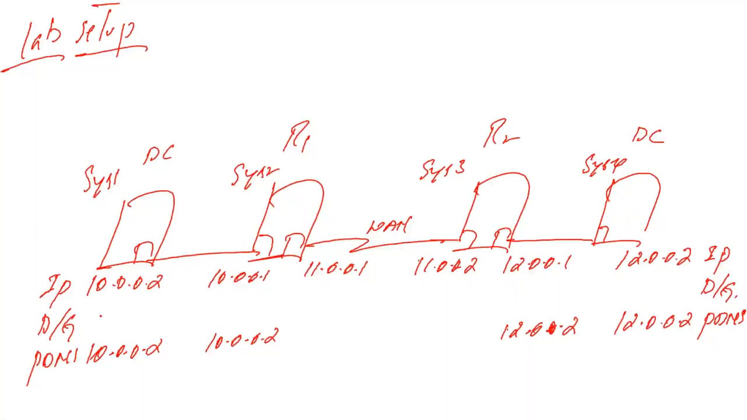So for the 10.2 machine, what is the default gateway address? 10.0.0.1, not the public IP, it is the private IP. Okay. Now for system 4, what is the default gateway address? That is 12.0.0.1. So please write this down in your diagram also. We require the default gateway only on clients, not on the routers.